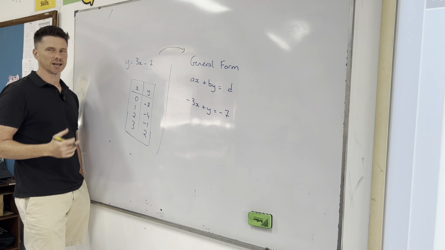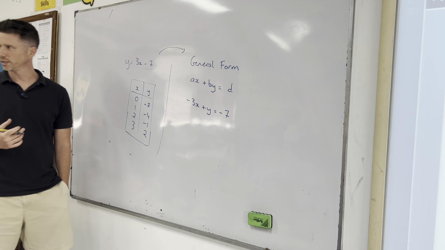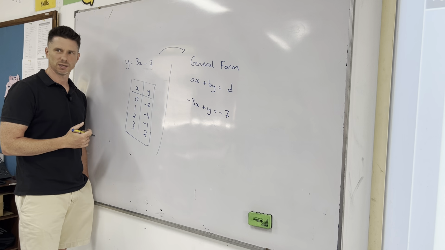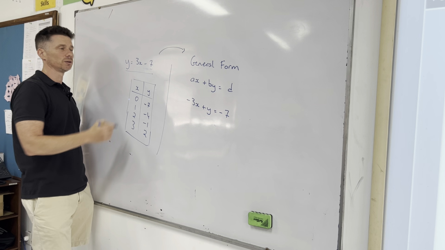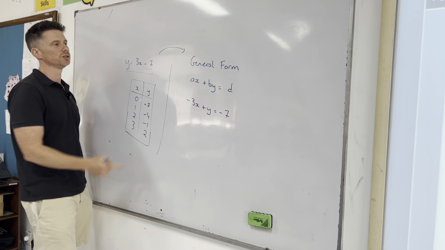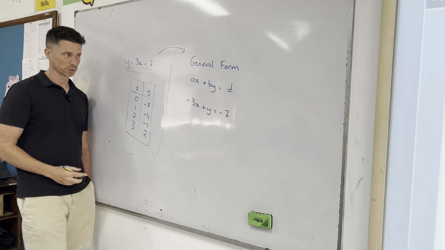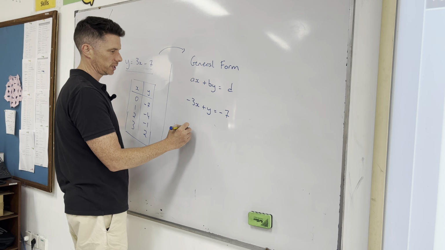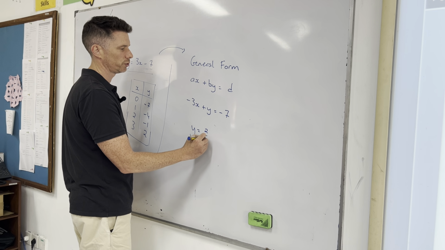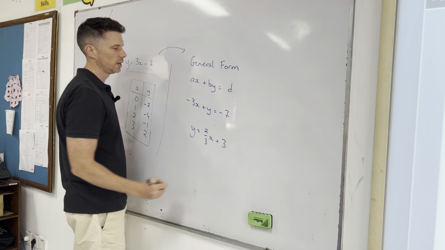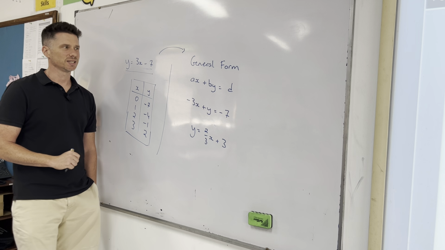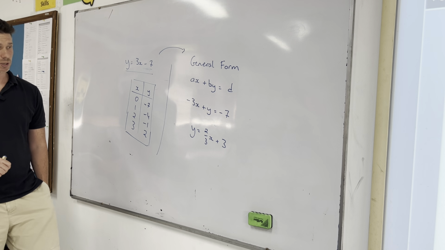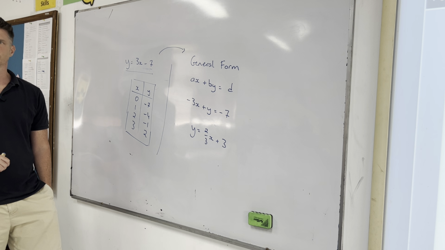And they may ask for an answer in general form. And we need to be able to switch between normal y is equal to mx plus c, which is called gradient intercept form, into general form, which is just a rearrangement. So I'll give you another one. If we have y is equal to 2/3 x plus 3, how do I convert this to general form? A, B, and D must be whole numbers. So what would be my first step to convert?